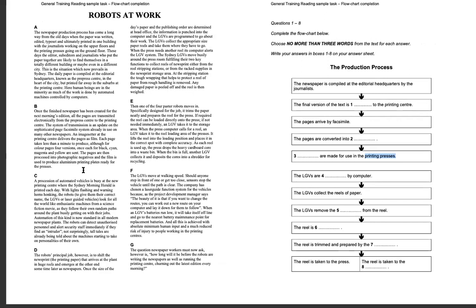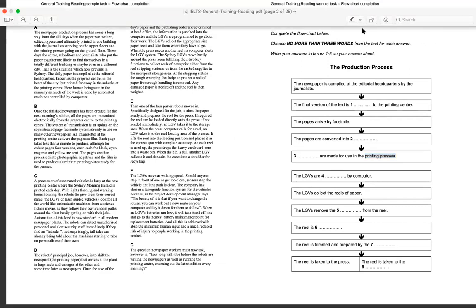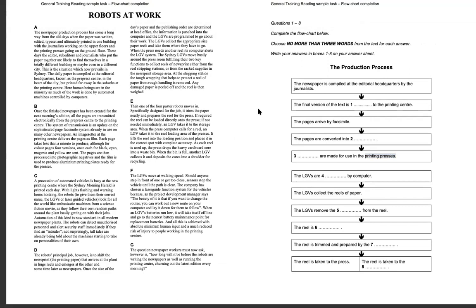Then the film is used to produce, someone has written that. Okay, Lovepreet has written everything. Yes, the first one is correct. It is aluminum printing plates. It's right here: the pages are then processed into photographic negatives and the film is used to produce aluminum printing plates. So this is the right answer. Now the fifth one: the LGVs remove the dash from the reel. So remove could be get rid of, cast away, something like that. So we are going to scan for this information, LGVs and from the reel. So we go looking, where is our information? LGV is here.